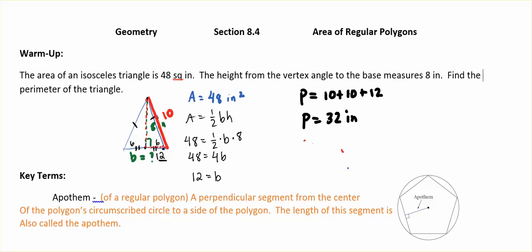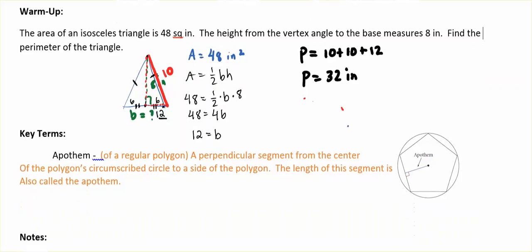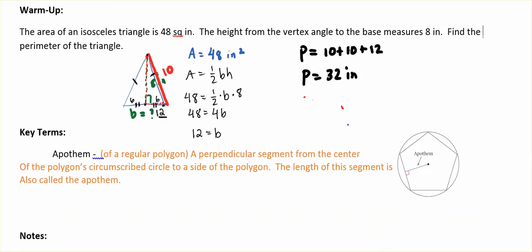For the investigation we're going to take a look at today, you're going to need the key term apothem. And when I speak of an apothem in this case, I'm talking of a regular polygon. So the apothem is a perpendicular segment from the center of the polygon's circumscribed circle to the side of the polygon. And the length of this segment is also called the apothem. So if I refer to the apothem, I'm referring to that specific segment, but I could also be referring to the length of that specific segment as well.